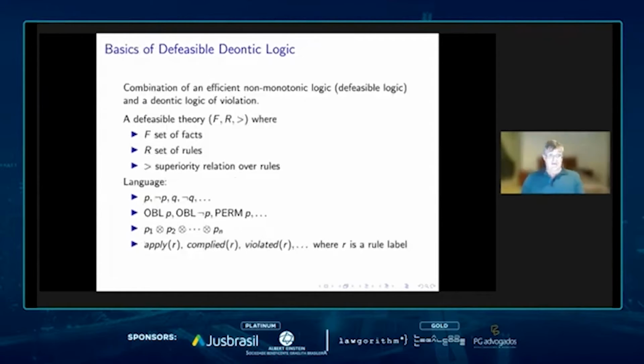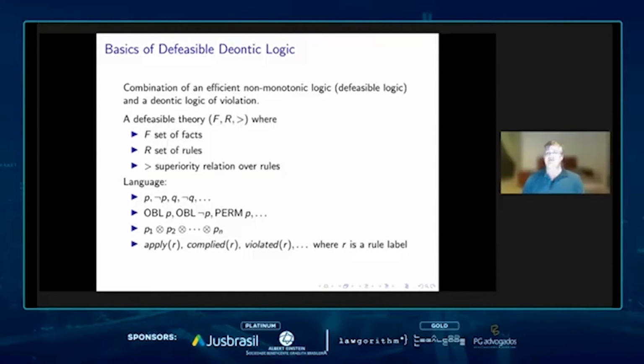So defeasible Deontic logic is a combination of defeasible logic, an efficient non-monotonic logic for the representation of exceptions, plus a Deontic logic of violation for the representation of the Deontic concepts of obligation, prohibitions, and in particular violation.